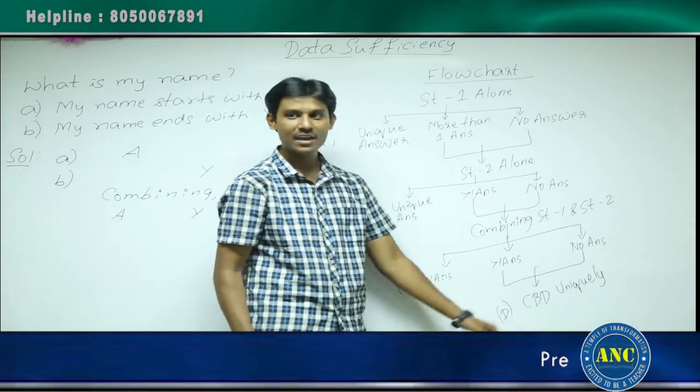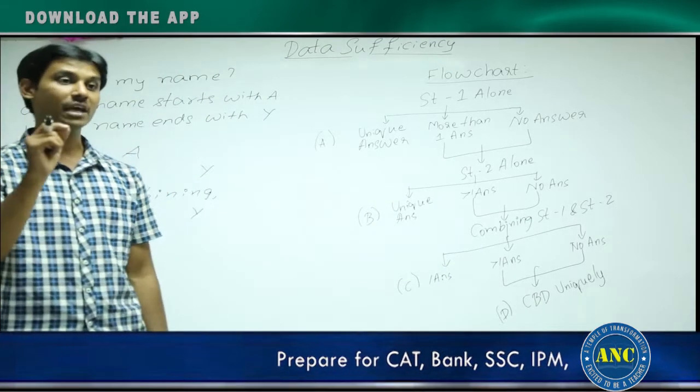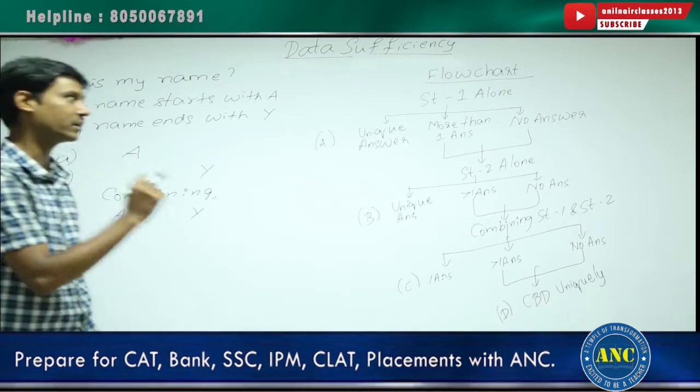After combining also you are getting more than one answer. So what is the answer? Cannot be determined uniquely. I cannot uniquely or definitely tell that my name is Ajay itself with the given two statements. Clear with the point? First write down this example.